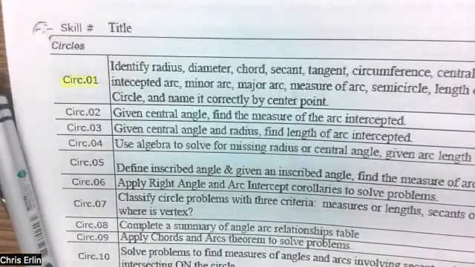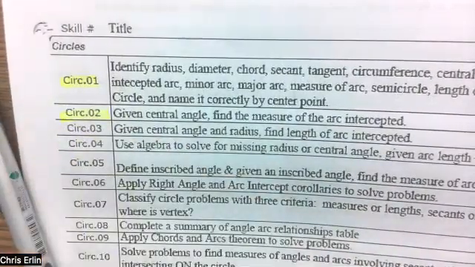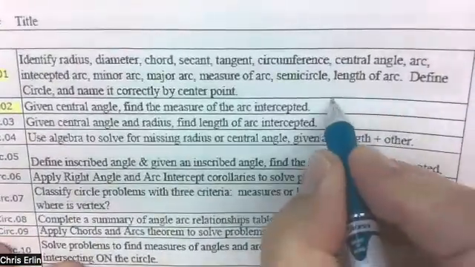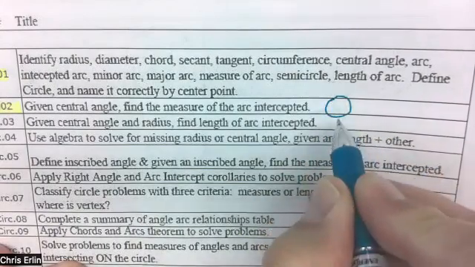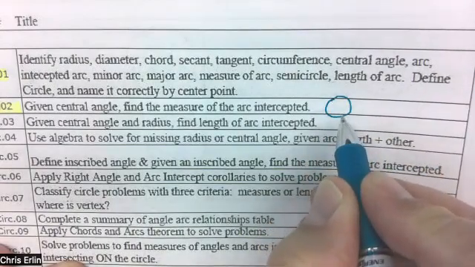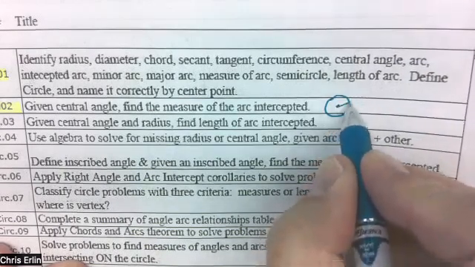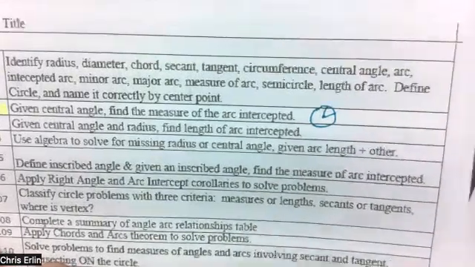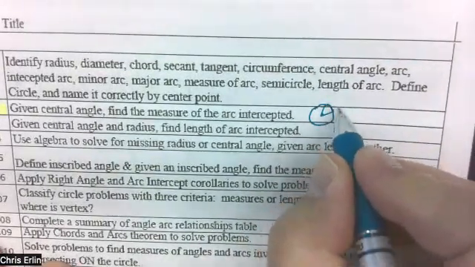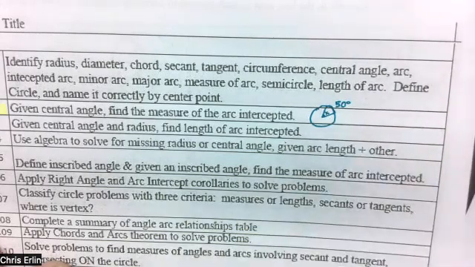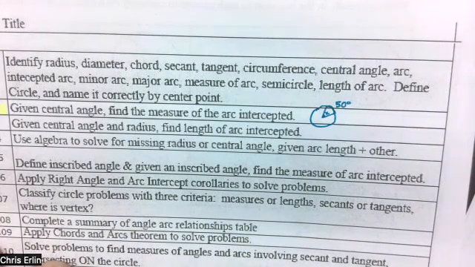Second one, Circ 2. Given a central angle, find the measure of the arc intercepted. Let's visualize that for a second. Here's a circle. What's a central angle? Nice use of vocabulary, an angle with a vertex in the center. And if I know that, for example, the arc that is intercepted by that central angle is 50 degrees, how big is the angle itself? 25? Fair guess. Wrong.